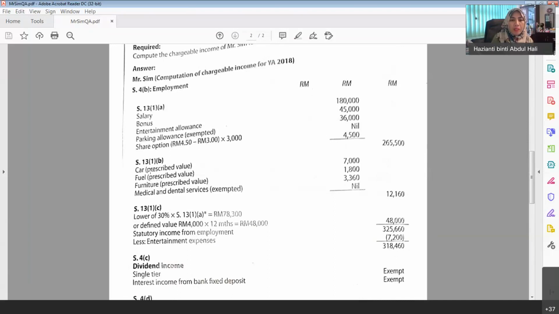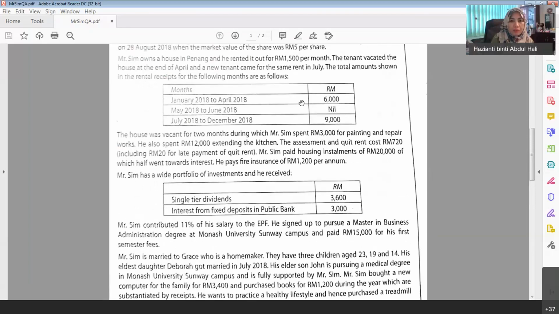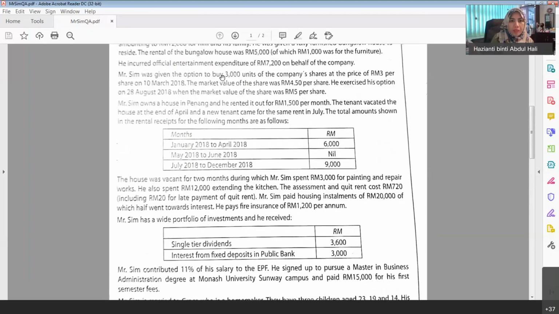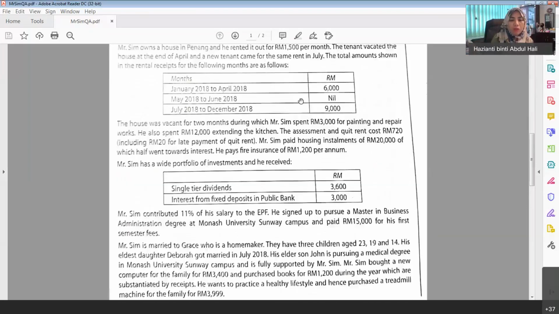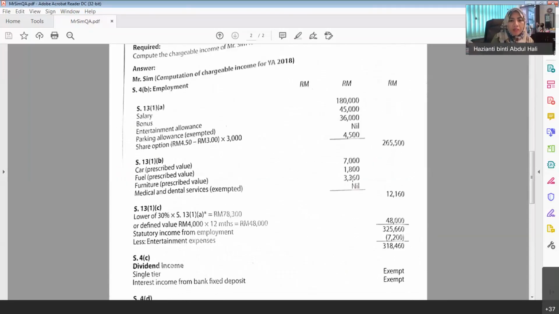And then 13(1)(b), the car, he gets a new car, 180,000. So you have to go to your benefit in kind table to check. So 7,000, fuel 1,800, furniture. Okay, this is a fully furnished bungalow he gets here. Where? Okay, fully furnished bungalow. So for fully furnished we take 3,360, and medical and dental services are actually exempted. Alright, so section 13(1)(b), 12,160. Okay, so this is the cash, this is the benefit, and this is the housing.